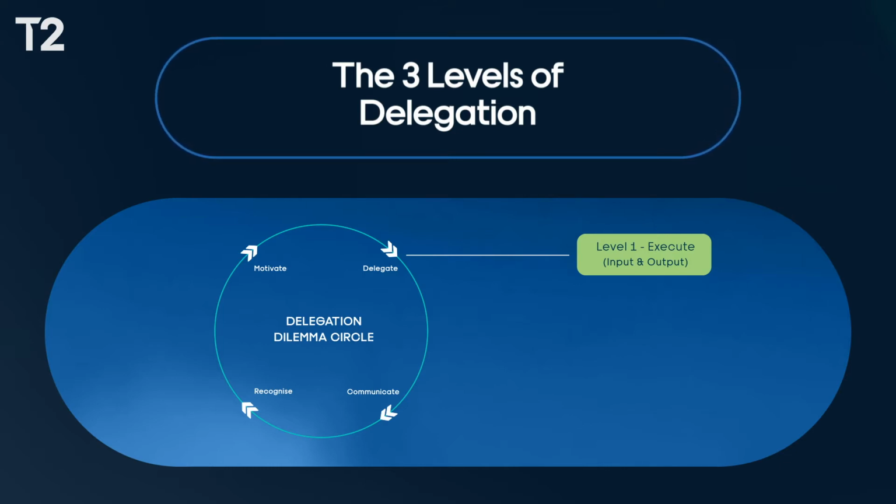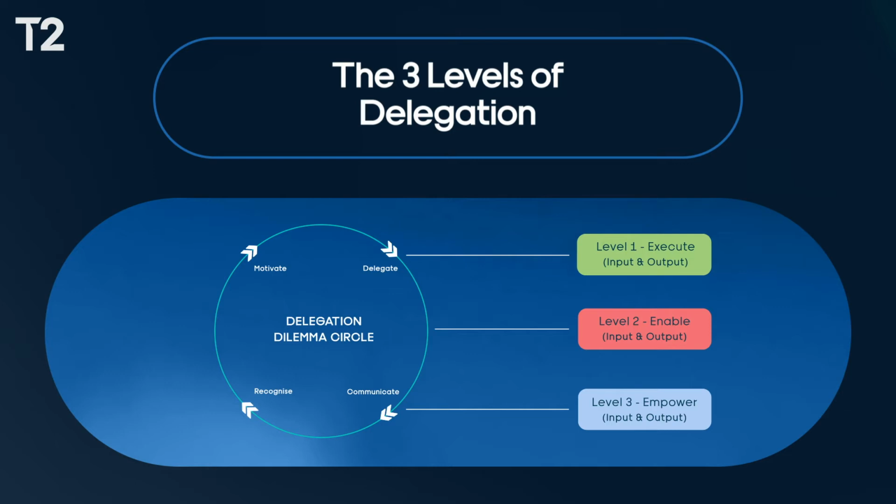The second level is to enable. This requires the leader to delegate the outcome they are wanting to achieve, but giving the receiver autonomy on how they complete it. The third level is to empower. This involves the leader giving the receiver complete freedom over both the input and the output of the task.